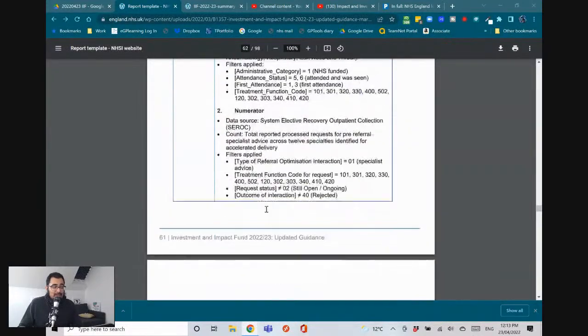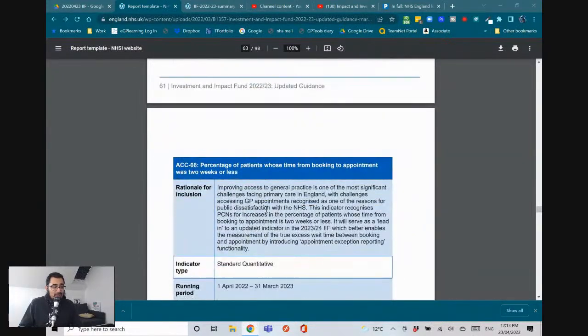There's lots of information about the data that you can look into, and I'm not going to go into that in detail at this point. Right, ACC08: percentage of patients whose time from booking to appointment was 2 weeks or less.